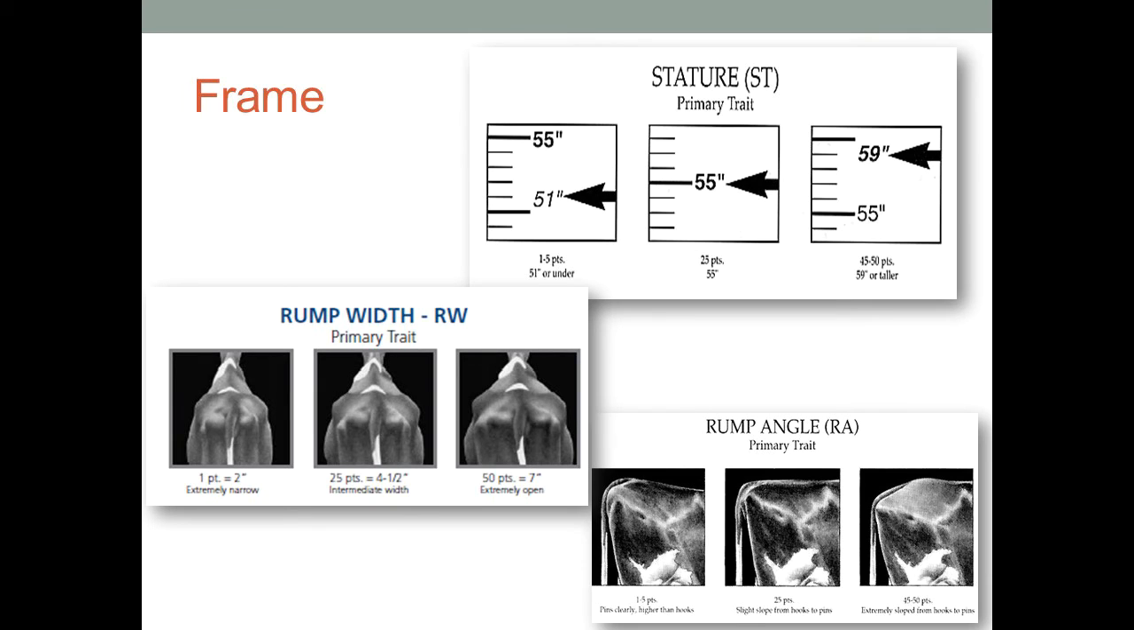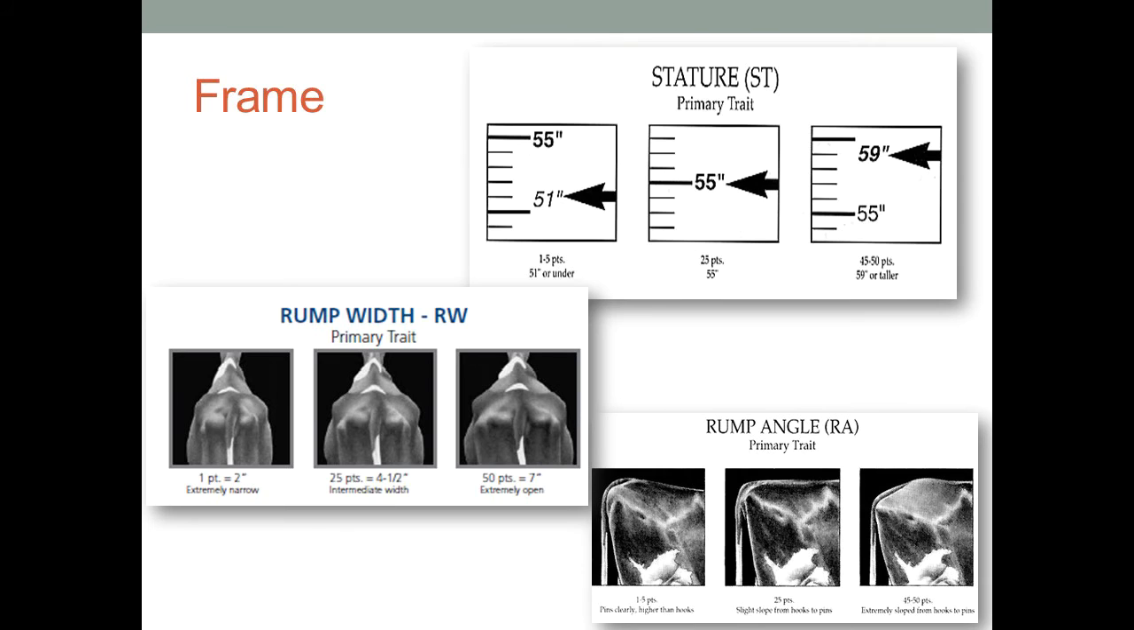A Holstein that is 59 inches or taller will score between 45 and 50 points. For Jerseys, a 53-inch tall Jersey scores in that 45 to 50 point range. Then the width and the angle of the rump. Width is fairly intuitive. Higher scores equal a wider rumped cow.